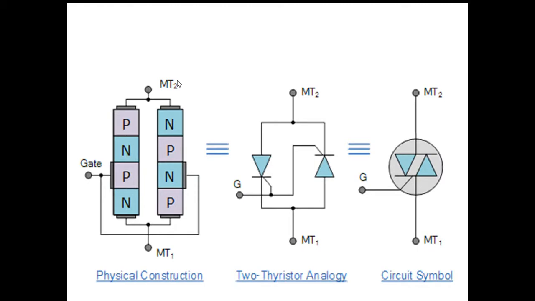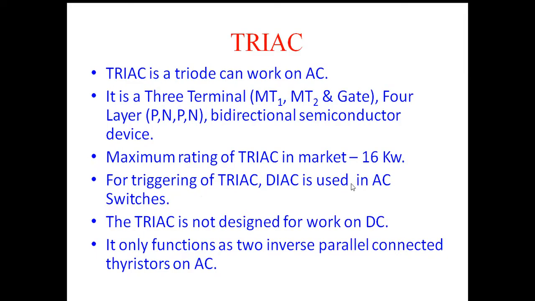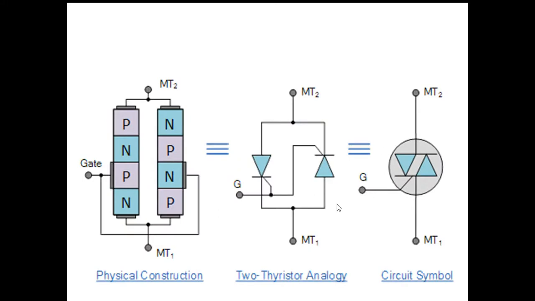The physical representation of the triac is like this. It is a PNPN, four-layer device, and the layers are connected in anti-parallel. So this can be analyzed as two thyristors connected in anti-parallel, and it has only one gate terminal. There is only one gate terminal for the entire triac.